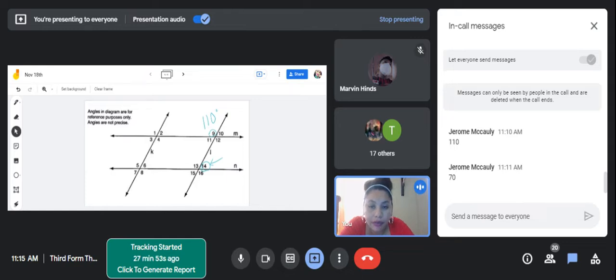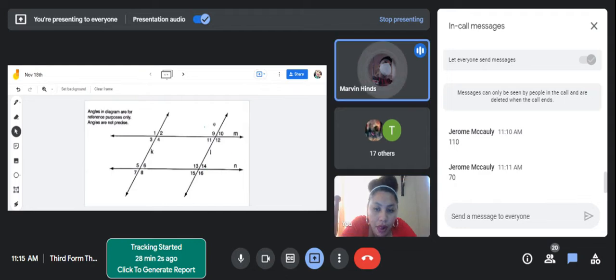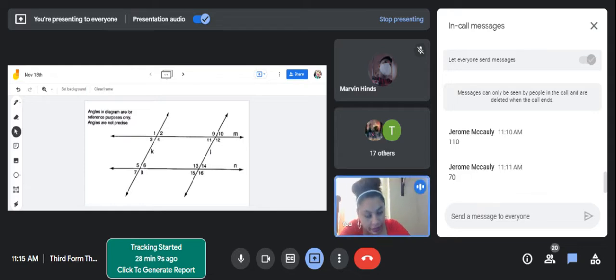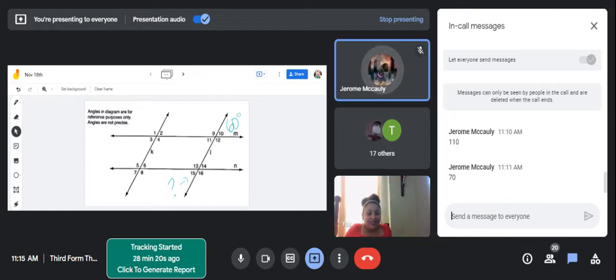Number 6 now. Angle 10 equals 60 degrees, what will be angle 15? Angle 10 equals 60 degrees. And what will be angle 15? Okay. 60, very good. What is your reason now? Corresponding angles.